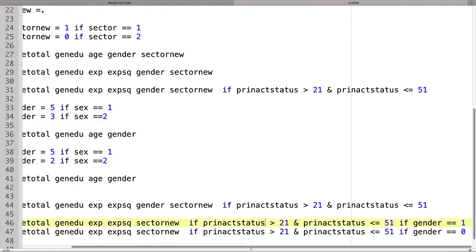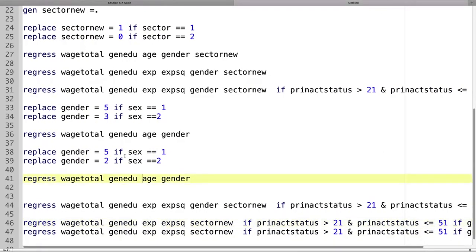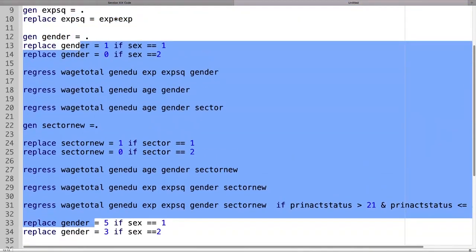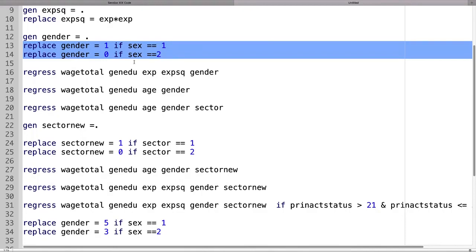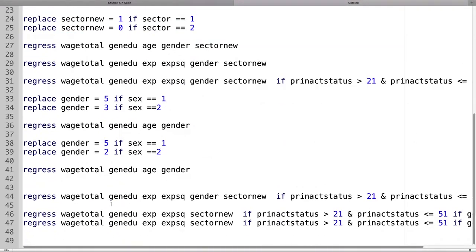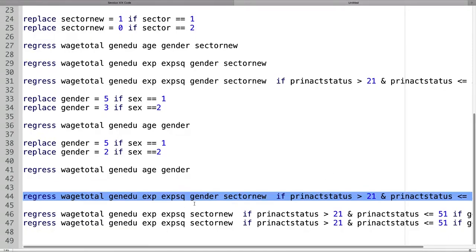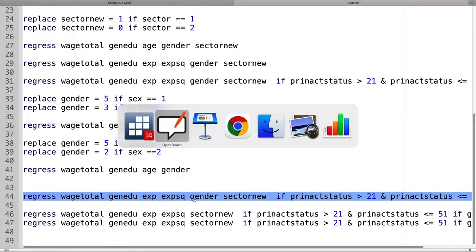Before that, because I have previously assigned these values here, Stata is reading gender is equal to 2 and 5 here. So let me change the value of gender first. Let me run this. Now I will get the right value of the gender dummy coefficient. Now let's run it first. So I have run the equation as it is with gender as a dummy variable.